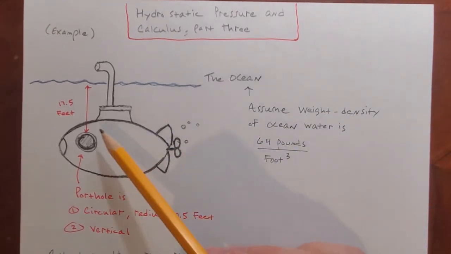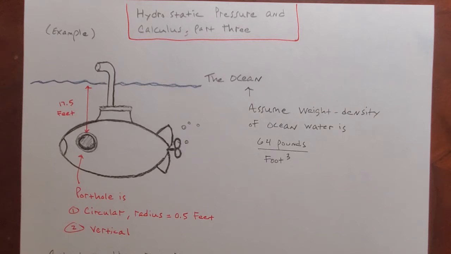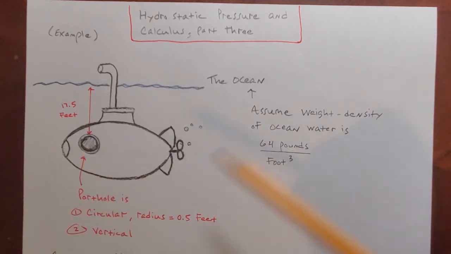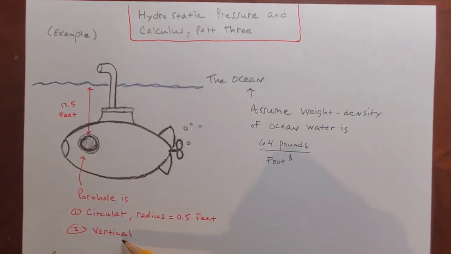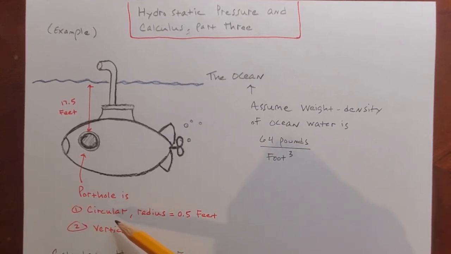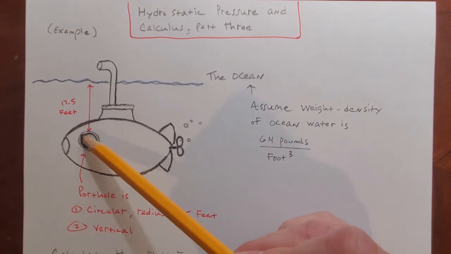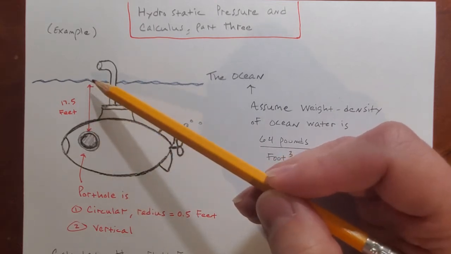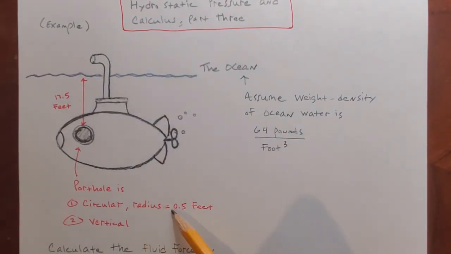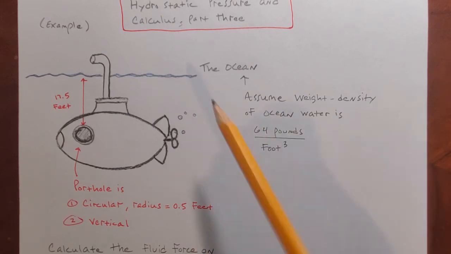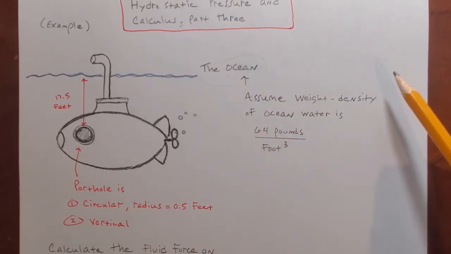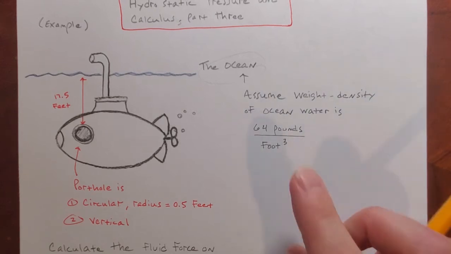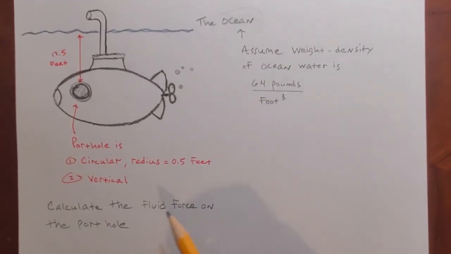So suppose we have a submarine, okay, that happens to be underwater like so. There's a porthole on the submarine. It's circular, it's vertical, and implied in me telling you it's circular is that it's flat, okay? The top of the porthole, which is circular, is 17.5 feet beneath the surface, okay? The radius is 1/2 foot. Here we're in the ocean, so that's salt water, which is a little bit more dense than pure water, so it's 64 pounds per cubic foot. All right, so that's the number we're going to use for the weight density. Can you calculate the fluid force on the porthole?